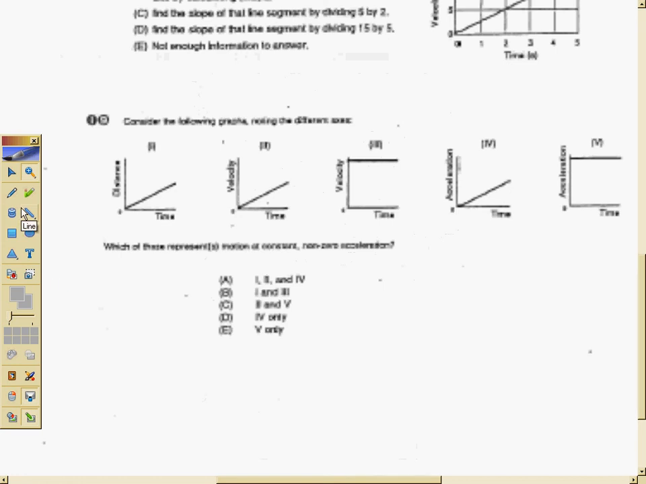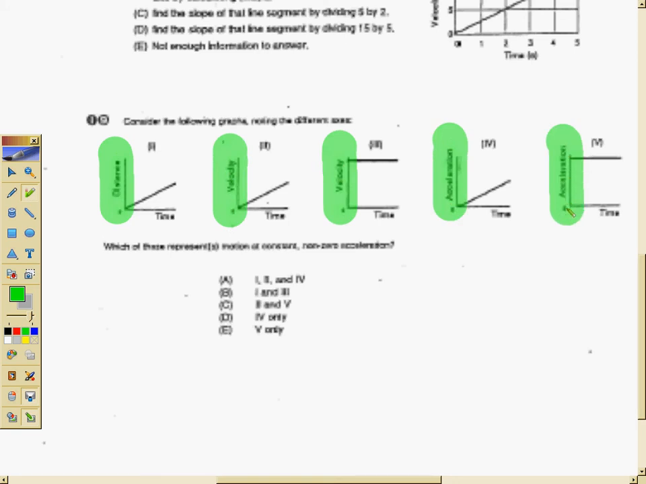All right, so what I wanted to show you real quick is something to be careful with. I know it's hard to read, but this one says, consider the following, noting the different axes. And asks which of these represents motion at a constant non-zero acceleration. You're going to get one like this on the test. So the thing to be careful of is notice this is a distance graph, this is velocity, velocity, acceleration, acceleration. So you have to be careful about these graphs being completely different.